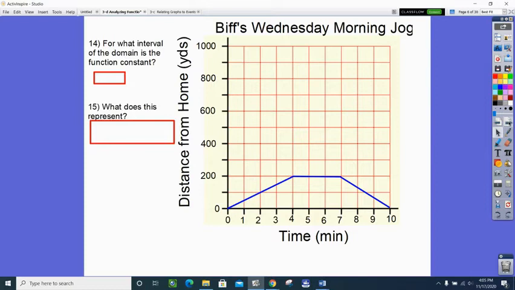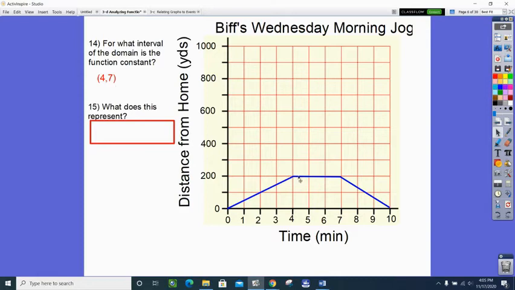For what interval of the domain on Wednesday is the function constant? Let's give that in interval notation. Did you put from 4 minutes to 7 minutes? And again, when we're talking about constant, increasing and decreasing, I tend to go with the parentheses, because this inflection point, which does it belong to? So I just kind of leave it out. If you did put a bracket on this one, though, I don't get too fussy.